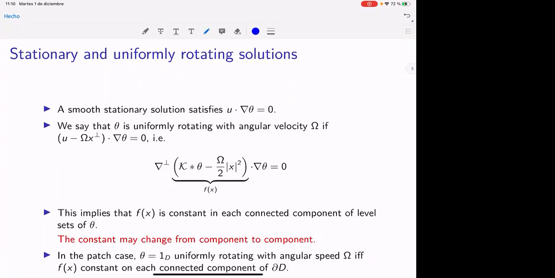Okay, so if it is rotating around the origin, and I subtract the contribution of the rotation, this omega x perp, then the patch or the solution itself will be stationary in that frame. So after rewriting a little bit what the u is, then we can write this whole thing as a grad perp of some function f.